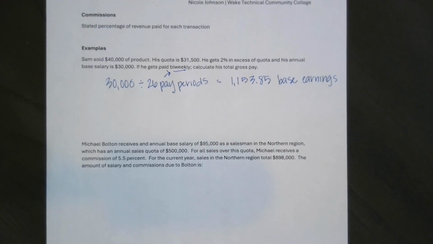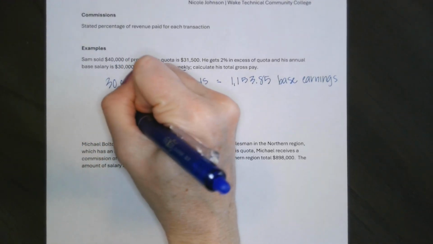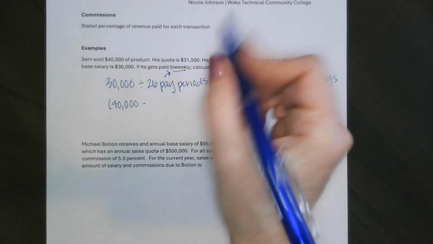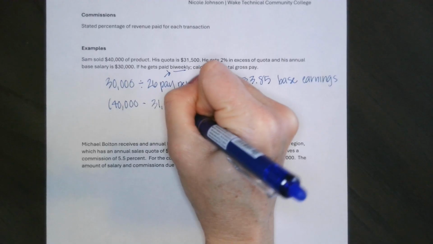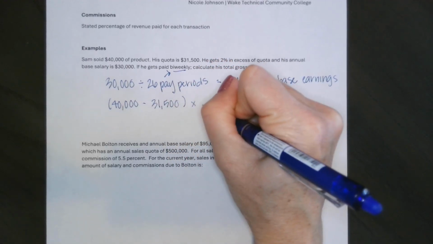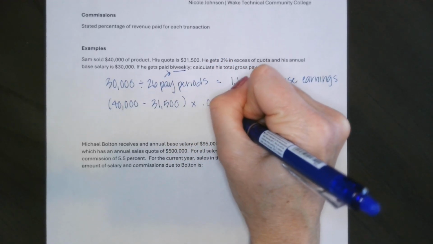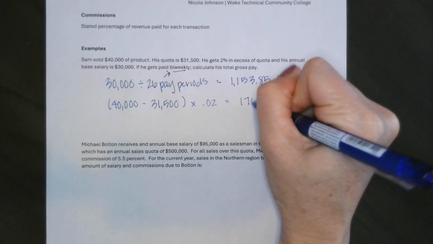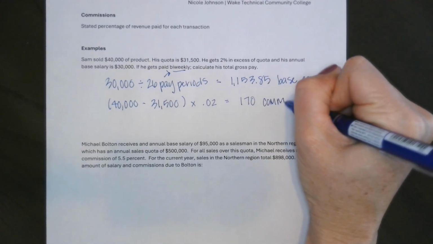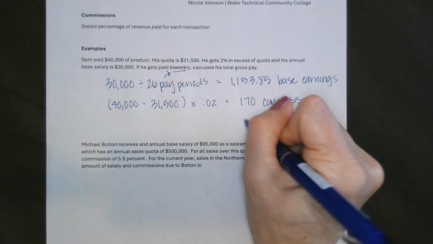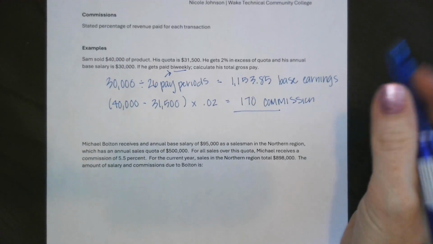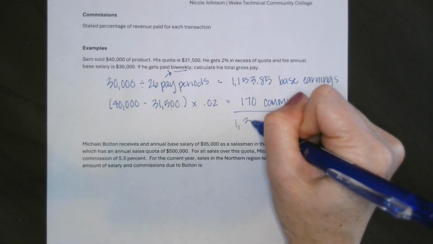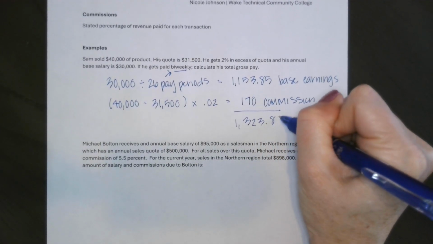Then we'll determine commission. We'll take the $40,000 that he sold. We'll subtract out his quota of $31,500. Then we'll multiply that times 2%, so 0.02. It's going to be $170 in commission. Add the two together, we get total gross pay, $1,323.85.